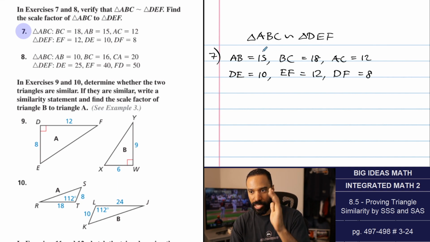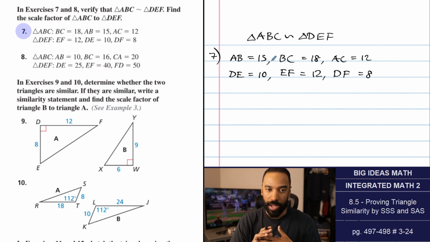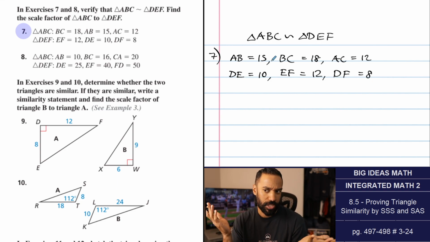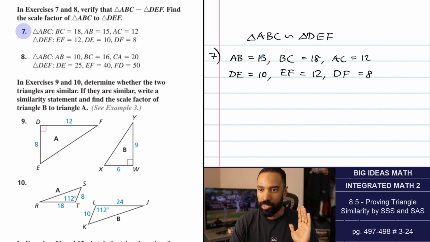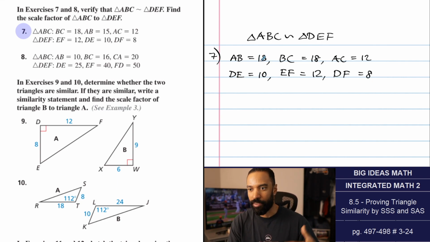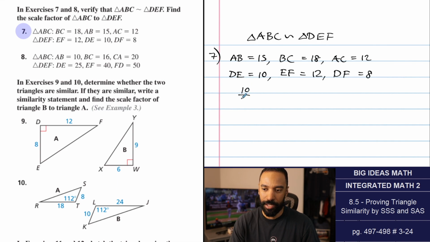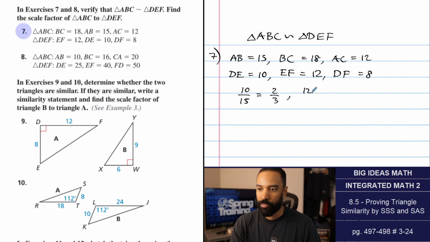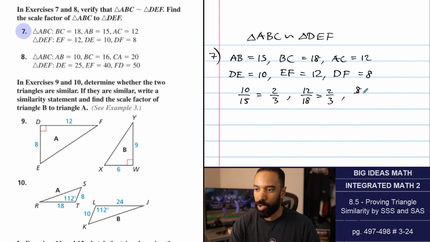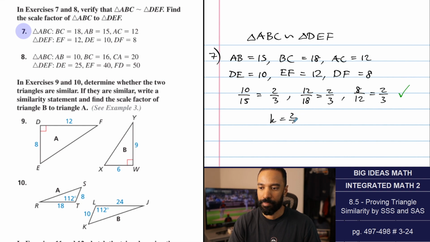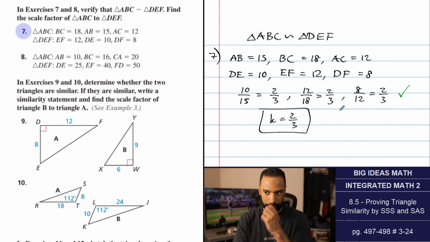First things first, from ABC to DEF, it is a reduction. They do want the scale factor. They said verify these are similar, so they will be similar. But they want the scale factor from one to the other. That means we have to do this divided by that. We want to see that 10 over 15 is 2/3. 12 over 18 is 2/3. And 8 over 12 is 2/3. So that is the verification, and the scale factor K is 2/3. So they're all in proportionality with that.